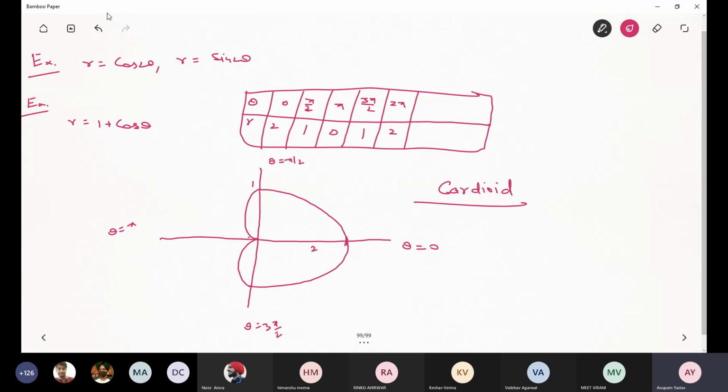If you try to convert it into the Cartesian coordinate system, you can do it, but it is going to be really challenging to plot it in the Cartesian coordinate system. Now I'll take your queries.